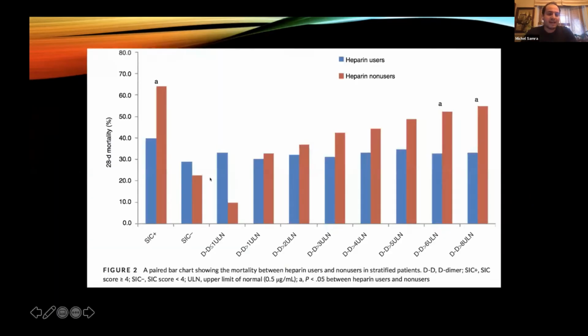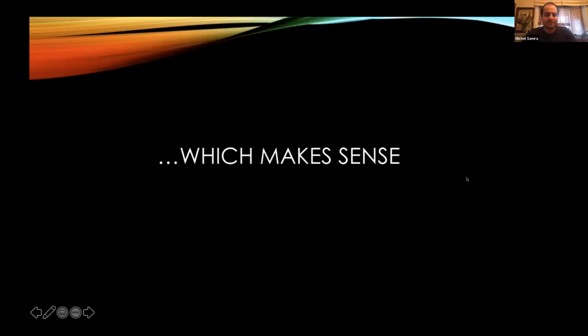And this is their raw data. As you can see, the blue is heparin users and red is non-users, and this is their mortality. You can see that it's more or less the same, except on the extremes. So this is the area where the patients had high SIC scores, and this is the area where patients had high D-dimer scores. And you can obviously see a difference in mortality there. And like we said, it makes sense.